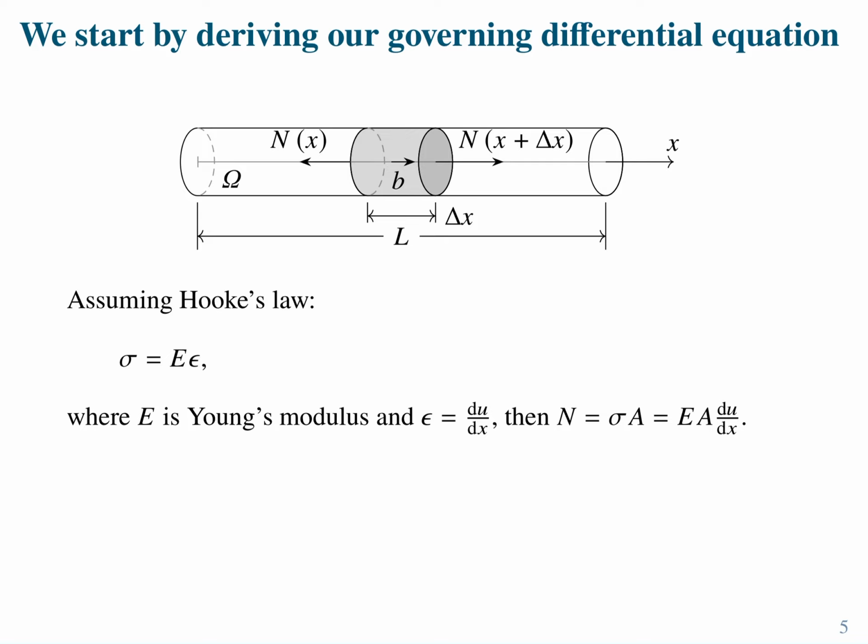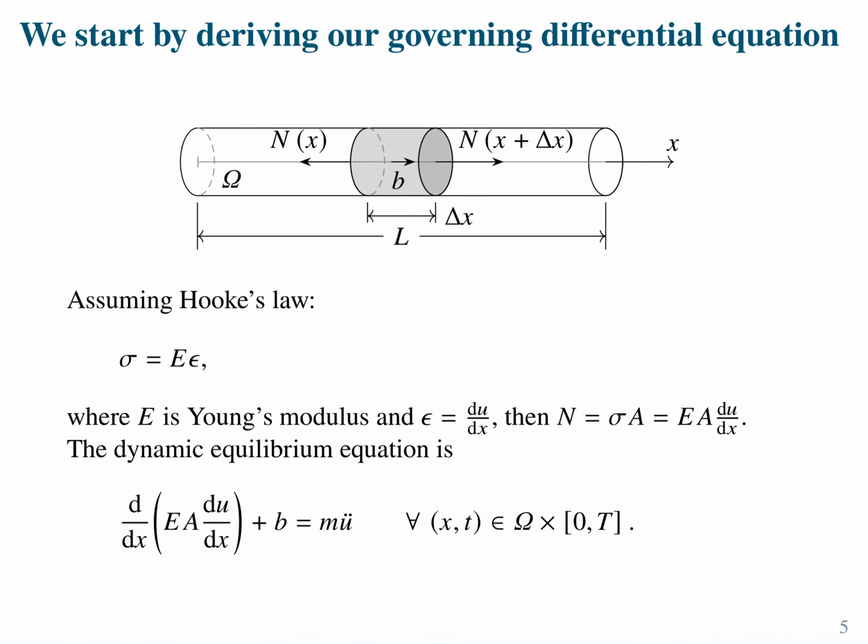So E is Young's modulus, and epsilon, which is the strain, is du/dx. Then the force is simply sigma multiplied by A, so stress multiplied by the area, that gives you the force. And then if I take Hooke's law in, the axial force is EA du/dx. So when I plug that back into the equation, I get my final equilibrium equation in terms of the displacement field.